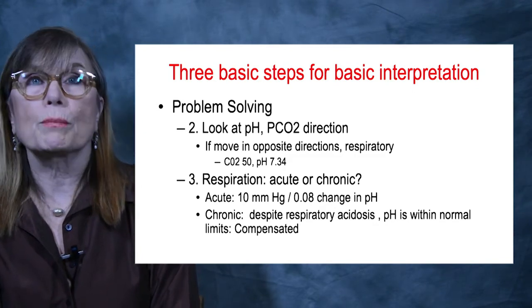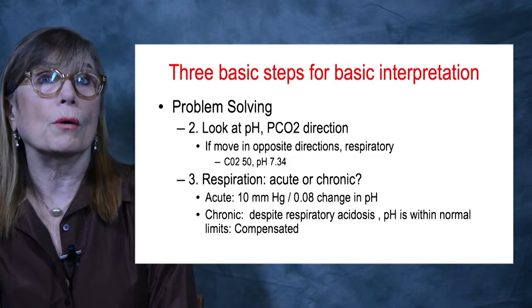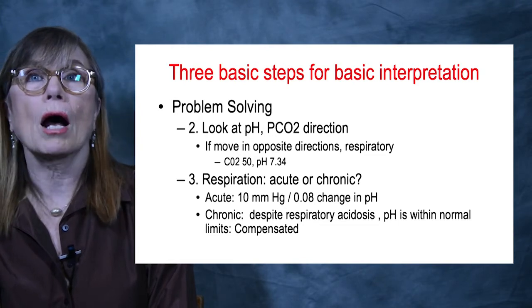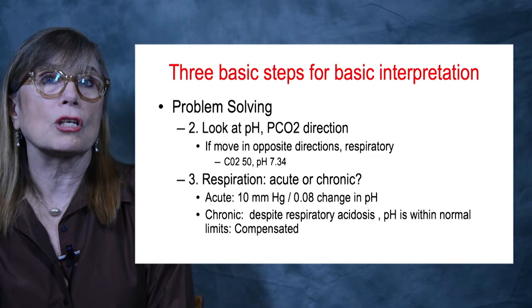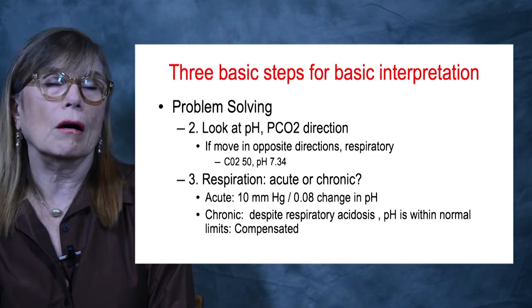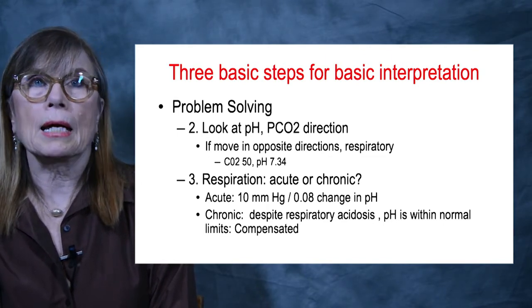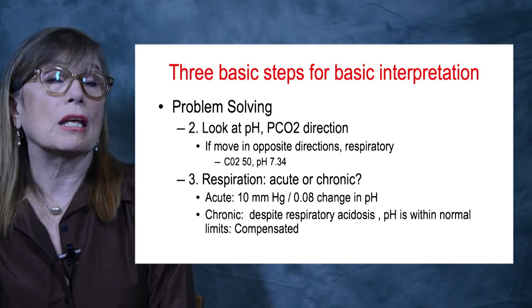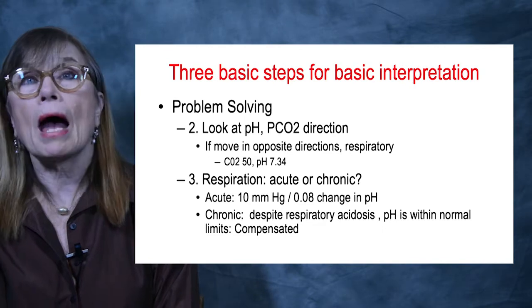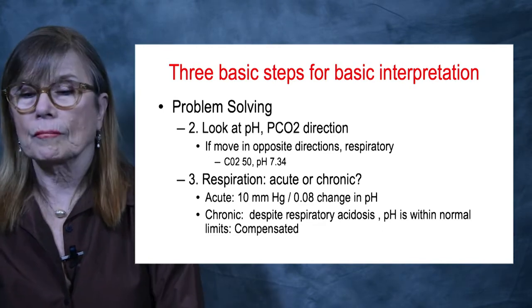If you have a respiratory acidosis, our question is always, is this acute or chronic? Acute means that you've had a significant change in pH and it is outside of range. Chronic means that despite respiratory acidosis, pH is within the normal range limits, and that means that it's compensated.